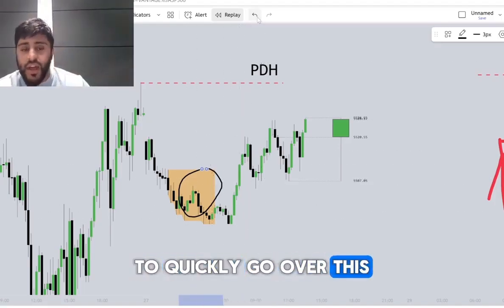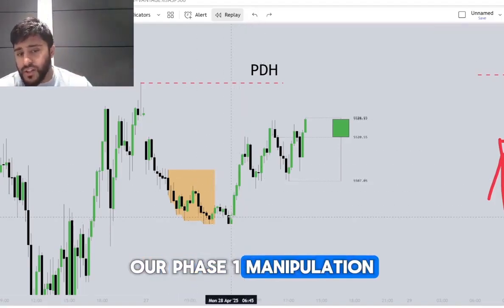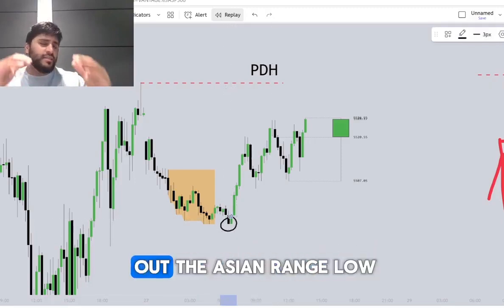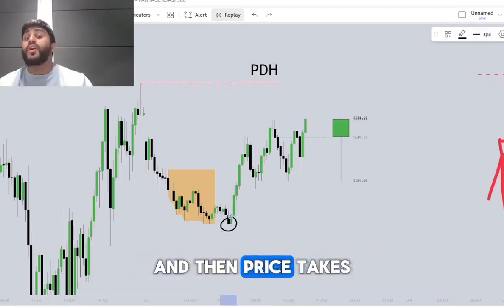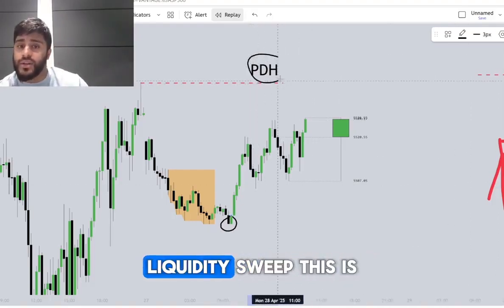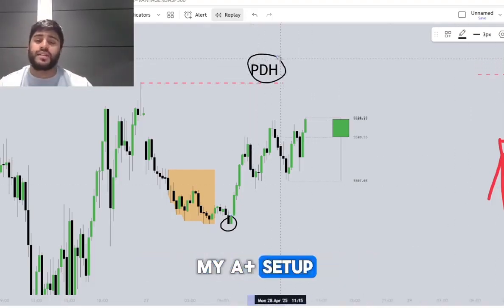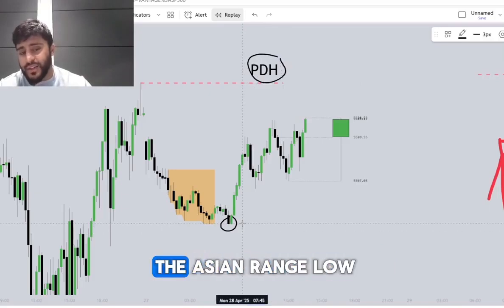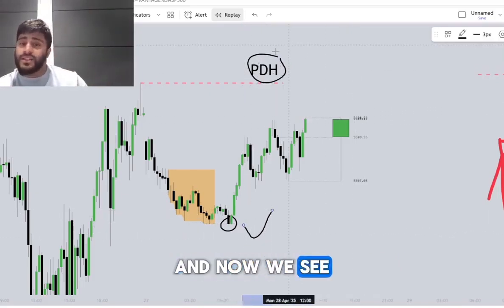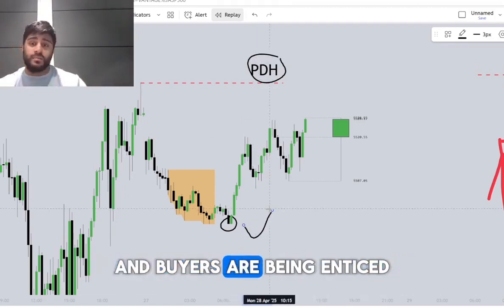To quickly go over this, our phase 1 manipulation typically occurs at the Asian range low. So when price takes out the Asian range low and then price takes out the Asian range high in line with a previous day high liquidity sweep, this is my A plus setup, because what's happening is price has taken out the Asian range low. Sellers have been enticed, and now we see those sellers being stopped out, and buyers are being enticed.